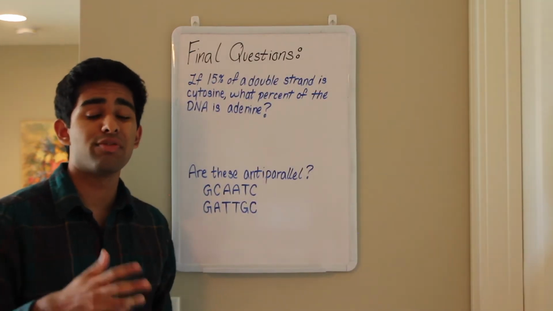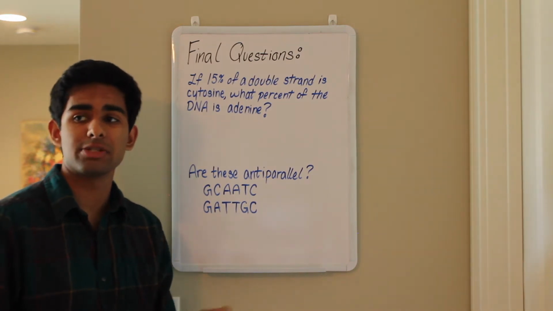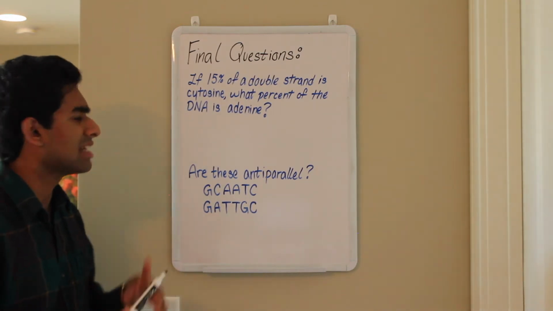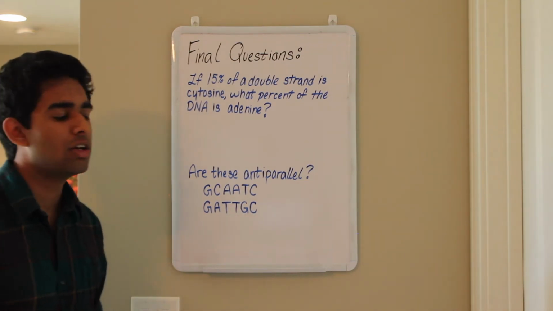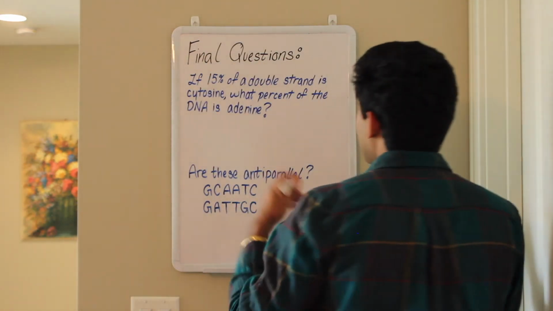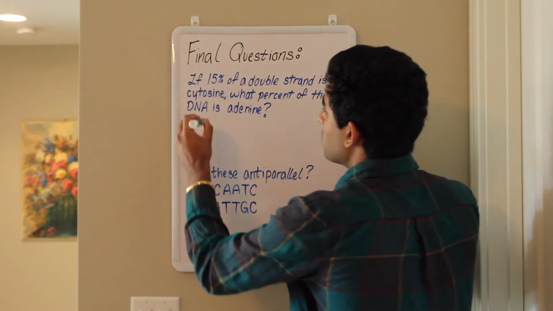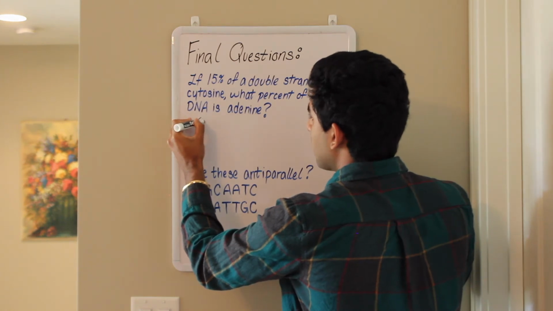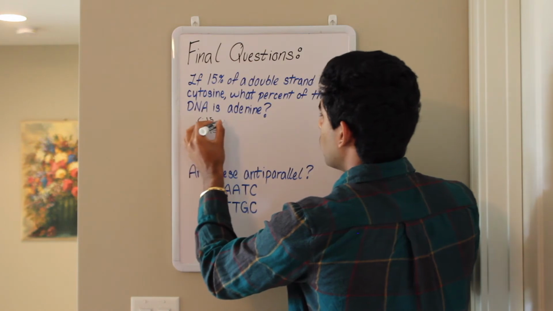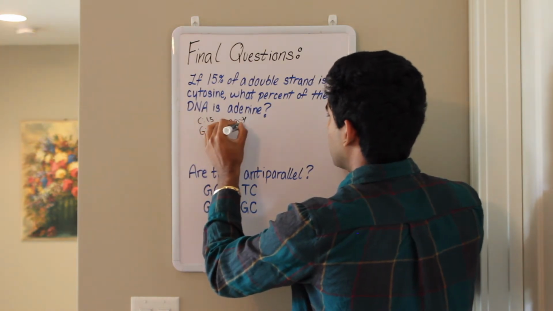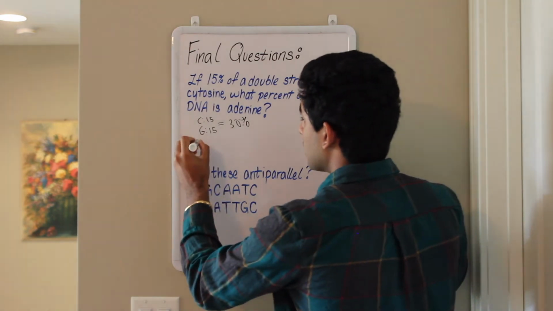To wrap up the lesson, we have a few final questions. Remember, pause the video and create answers of your own before I explain mine. So the first question is if 15% of a double strand is cytosine, what percent of the DNA is adenine? So the best way to remember this is that every cytosine is going to have one guanine, and every adenine is going to have one thymine. That means as of now, the C's have 15%, and so do the G's. So overall, these equal 30% of the strand. That means if you take 100% of the strand and minus 30, you're going to get 70%.